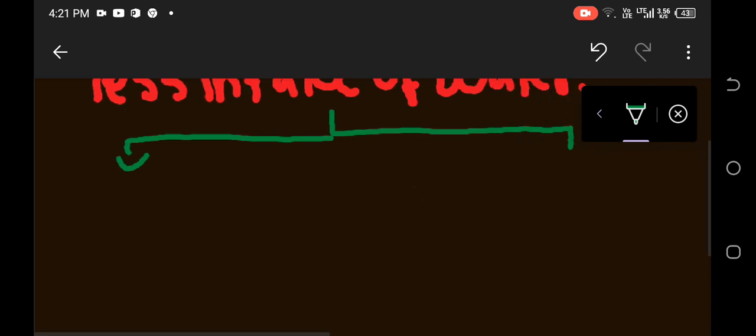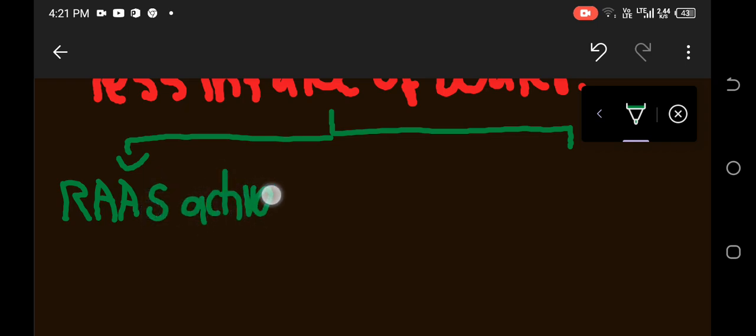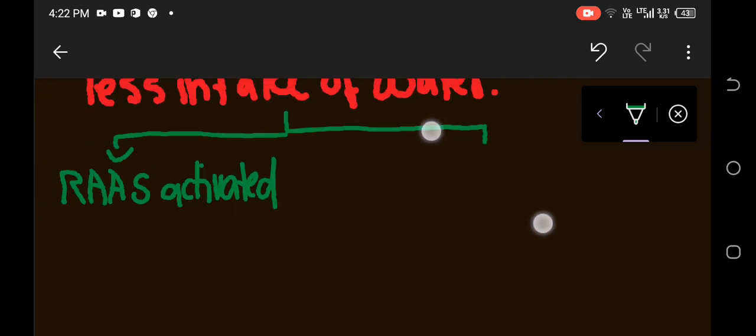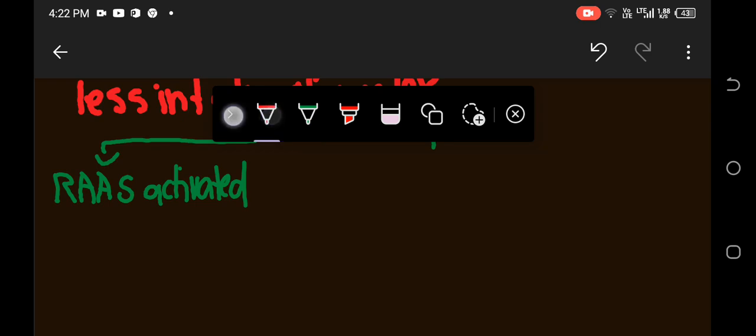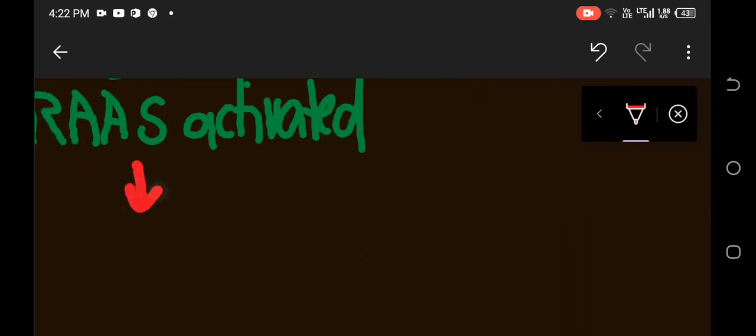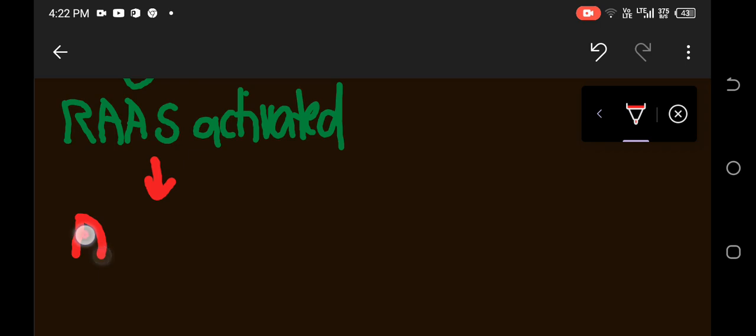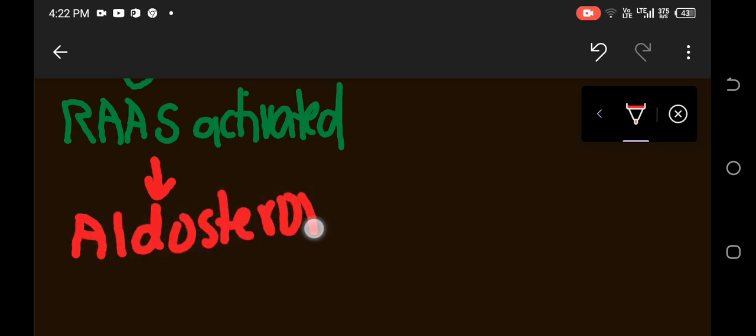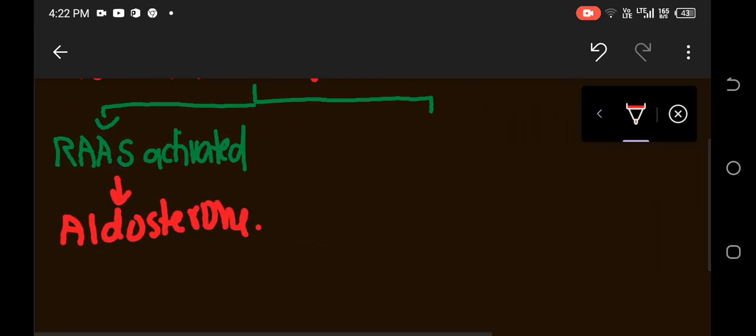One is that RAS is activated, which is the renin angiotensin aldosterone system, and secondly we have another condition. First, when this RAS is activated, it will release aldosterone, and when aldosterone is released, it will maintain the water level in our body.